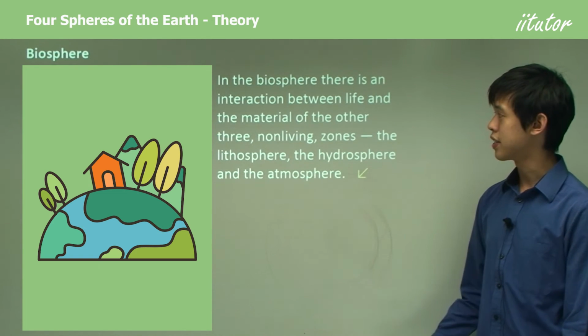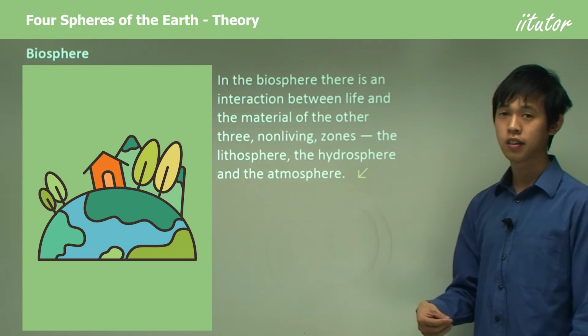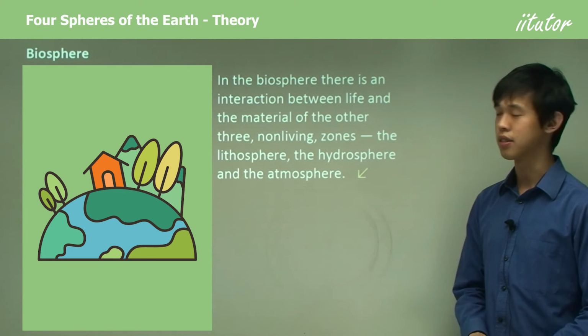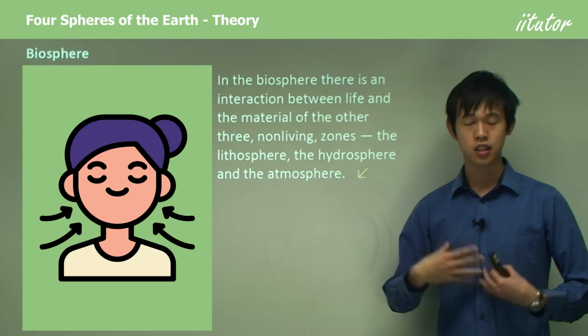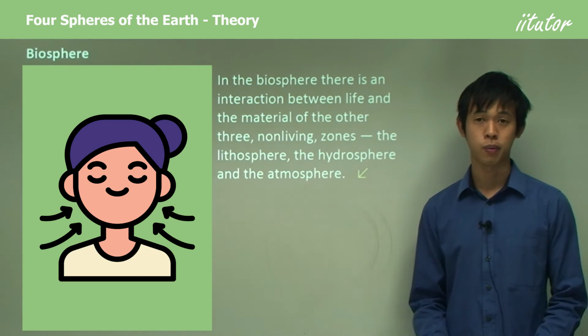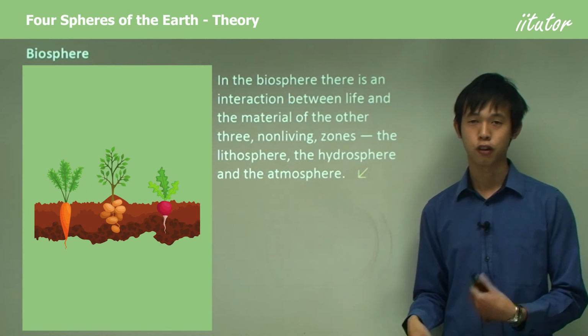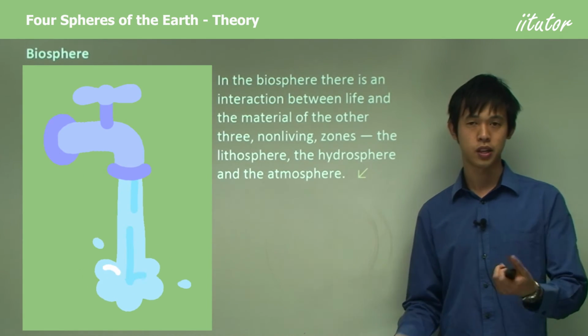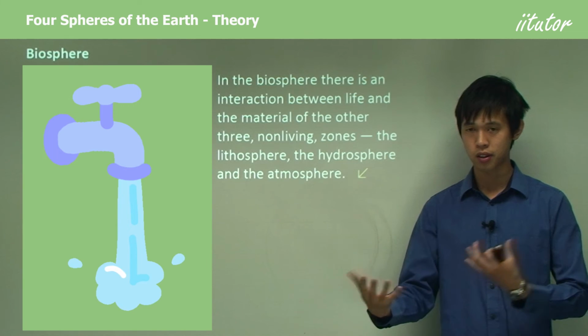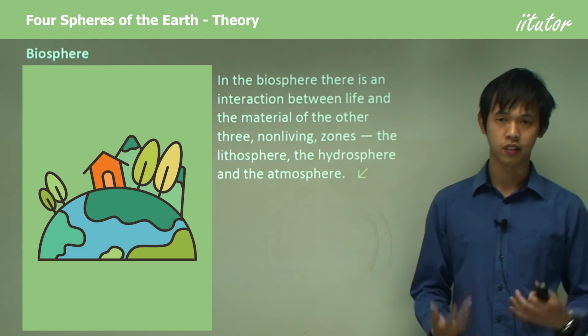And in the biosphere, there's an interaction between life and the material from the other 3 non-living zones. So the lithosphere, the hydrosphere, and the atmosphere. So for instance, me as a human, I go and breathe air from the atmosphere. I plant my crops in the lithosphere, and then I go and extract water from the hydrosphere for me to drink. So you can see that I'm interacting with all 3 of the spheres just by living.